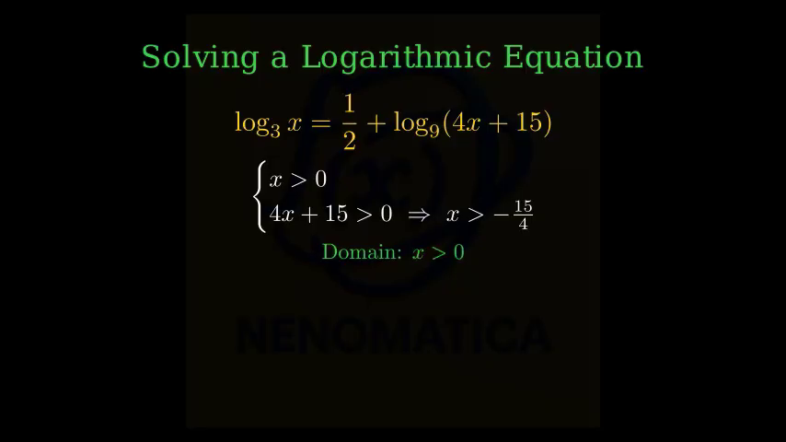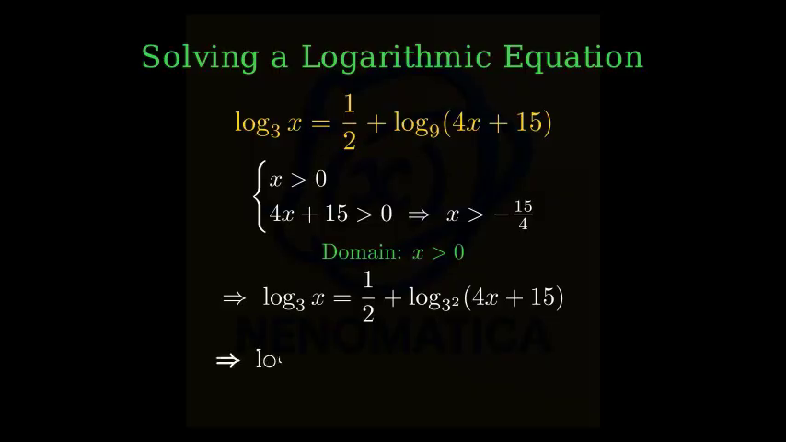Step 2. Change of base: rewrite the base 9 logarithm as base 3 squared. Therefore, log base 3 of x equals 1/2 plus log base 3 to the power 2 of the quantity 4x plus 15. Using the change of base rule, this equals 1/2 plus 1/2 times log base 3 of the quantity 4x plus 15.